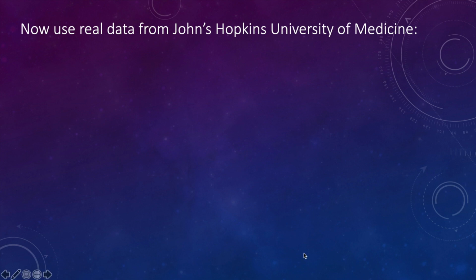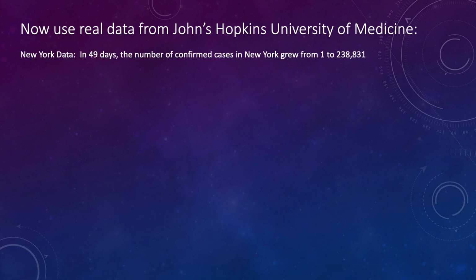Now, using real data from Johns Hopkins University of Medicine, we find that New York, for example, in 49 days, the number of confirmed cases in New York grew from 1 to 238,831 cases. So we'd set up an equation that looks like this.